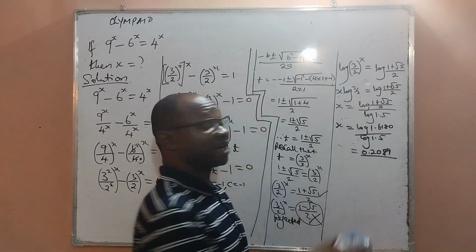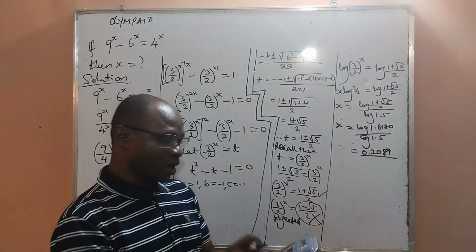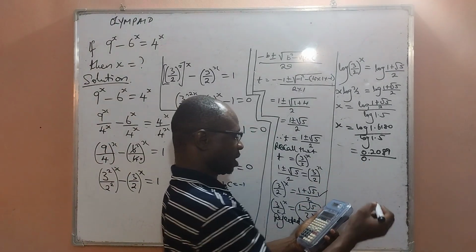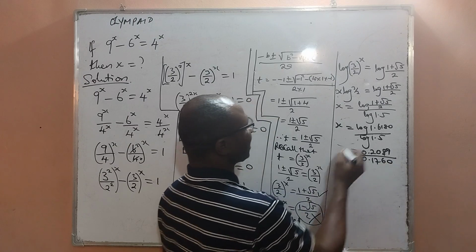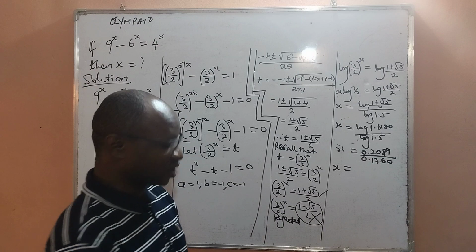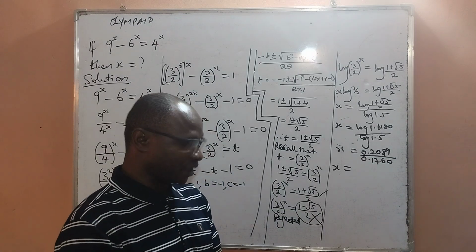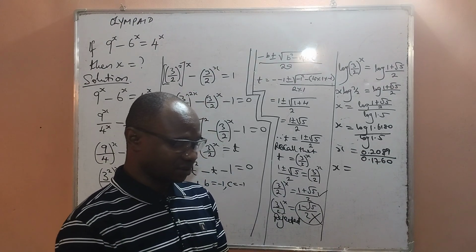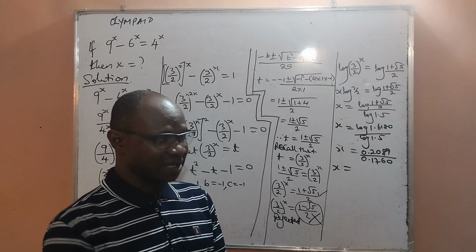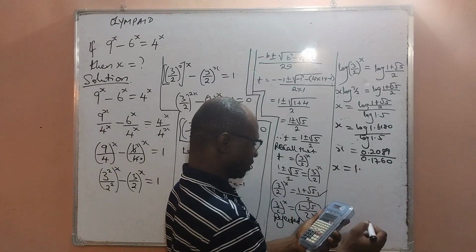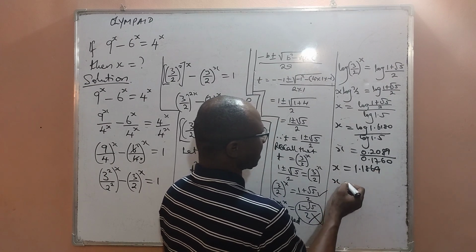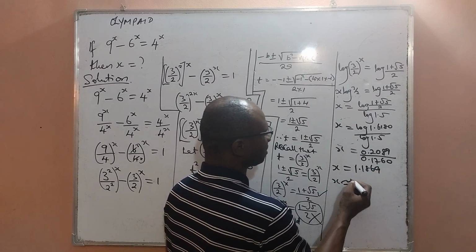And that is going to give me 0.2089 divided by the log of 1.5. Log of 1.5 is going to give me 0.1760. Finally, the value of x is the division of these two decimal values, which will also give me a decimal value. Therefore, I have 0.2089 divided by 0.1760. And when that division is taken, we get 1.1869.